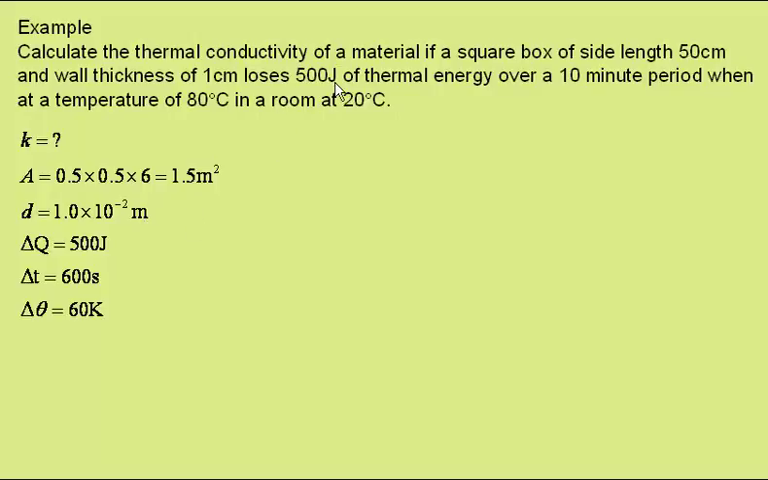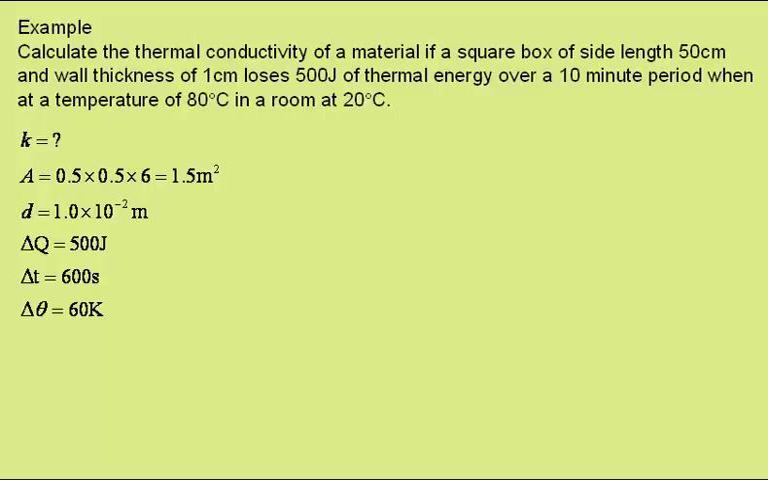Our loss of 500 joules is our delta Q. 10 minutes we need in seconds, so I've put delta T is 600 seconds. And if the temperature of the inside is 80 degrees C, the outside is 20 degrees C, the temperature difference is 60 degrees C, which is the same as 60 Kelvin.